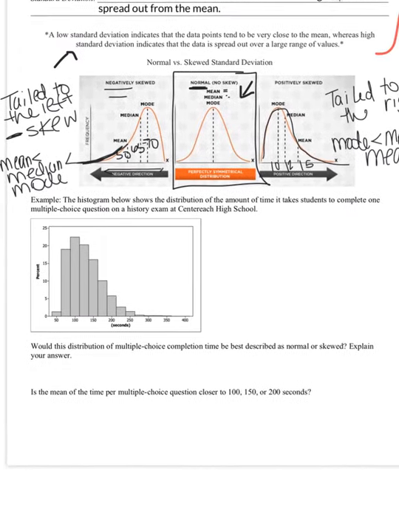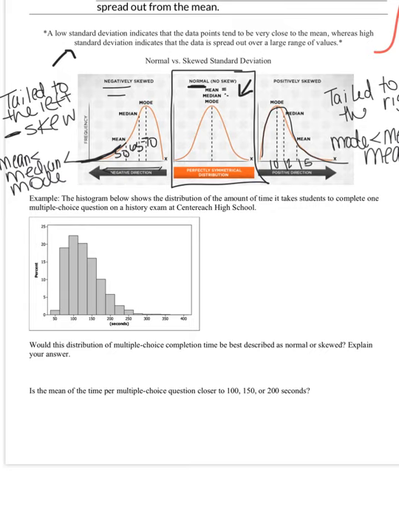Okay, so an example of something that you could be asked. Down here we have a histogram, shows the distribution of the amount of time it takes students to complete one multiple choice question on a history exam at Center Reach. So as you can see, this is your curve, right? So this says, would this distribution of multiple choice completion time be best described as normal or skewed? If you look, this goes off to the right a little bit.